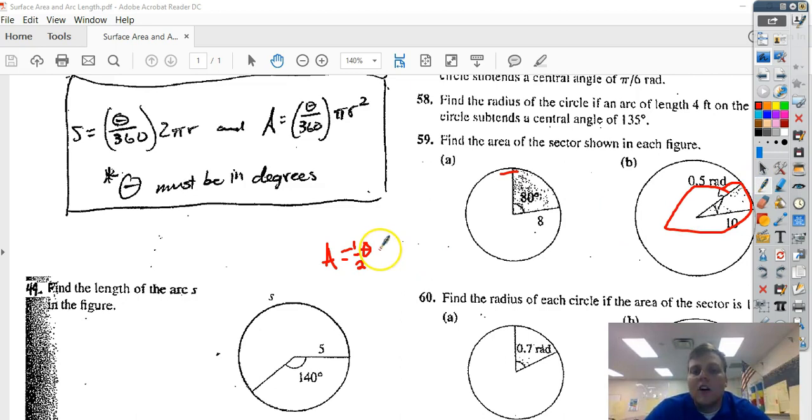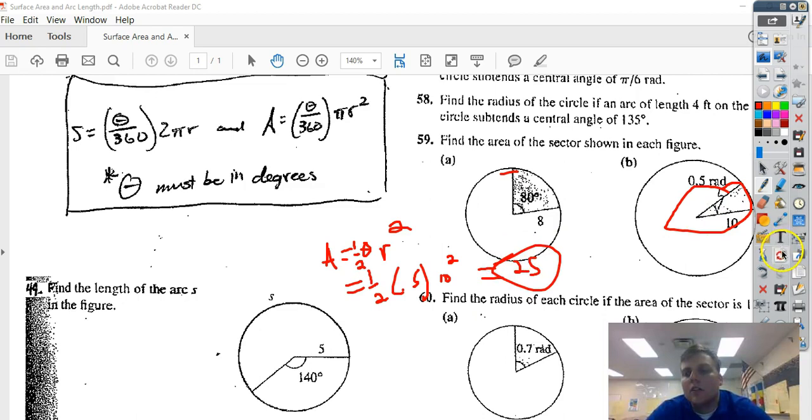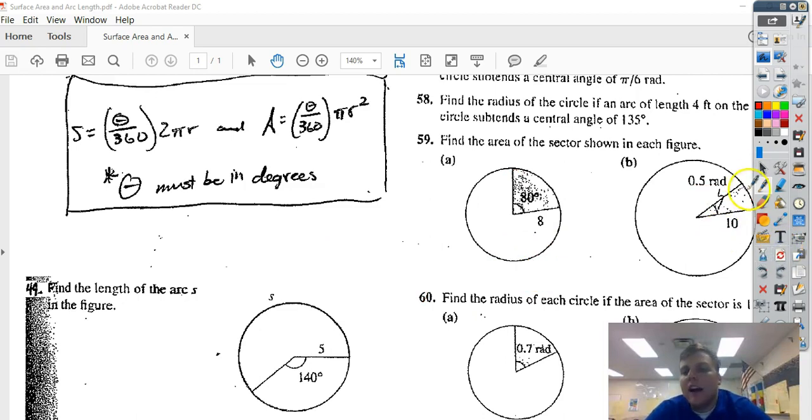1/2 theta r squared. And they told me that theta is 0.5 radians. They told me that the radius was 10. So I just plug in 1/2 times 0.5 times 10 squared. And you jab all that into a calculator and you're going to get 25. Wonderful. Alright, let's try 60 now.